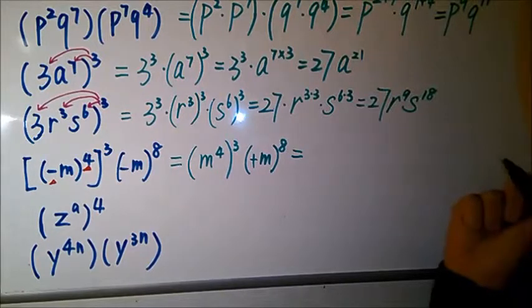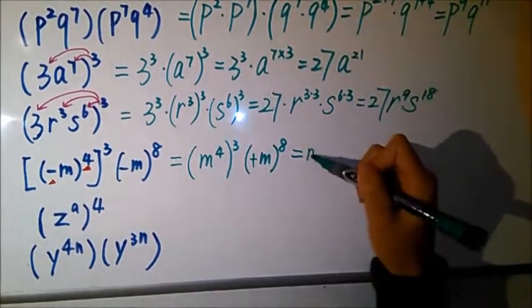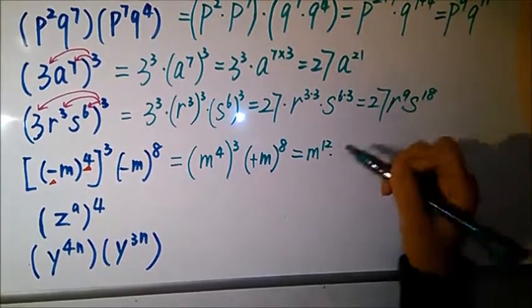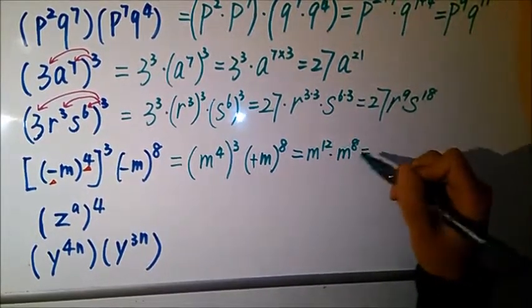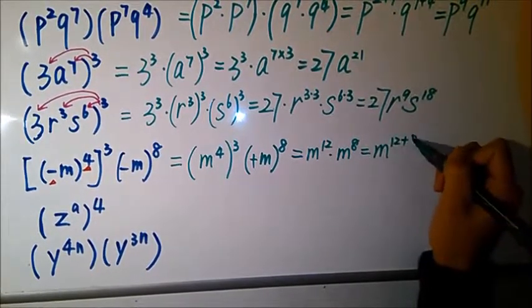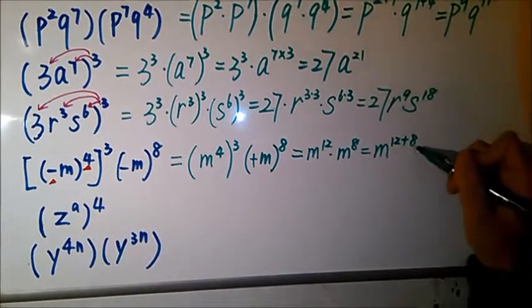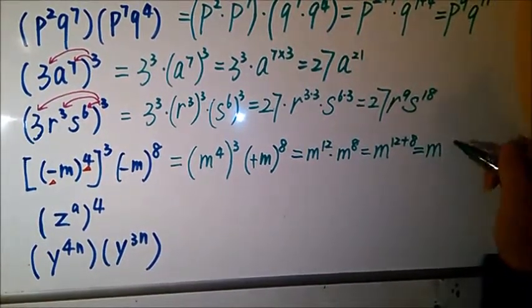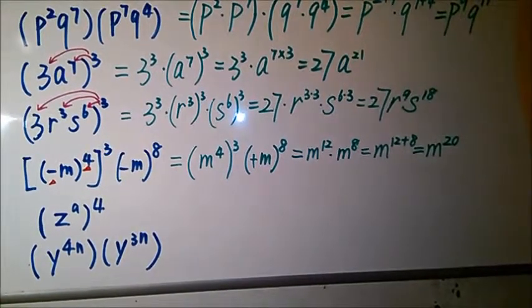Okay, so now we're going to use the power rule. 4 times 3 is 12, m to the 12th power times m to the 8th power. And these like bases are the same. When we multiply two like bases, we add the exponents. So it's going to be 12 plus 8. 12 plus 8 is the 20th power. So m to the 20th power should be your answer. Okay, next one.